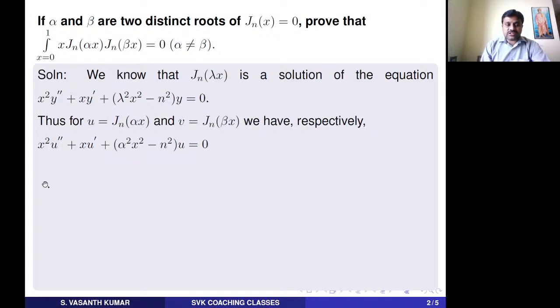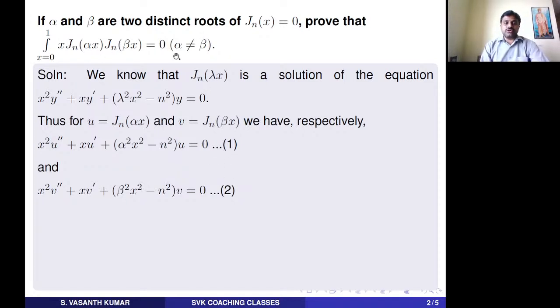For v, the differential equation will be x square v double dash plus x into v dash plus beta square x square minus n square on v equal to 0. I am going to distinguish those two equations as equation 1 and 2. These two are the main equations to work with for the solution.